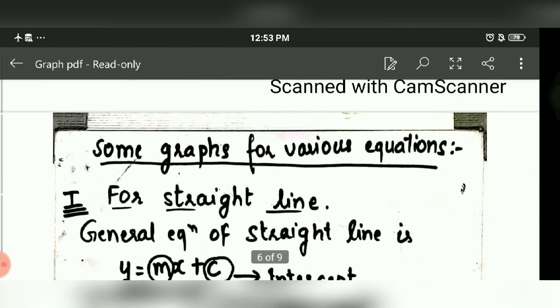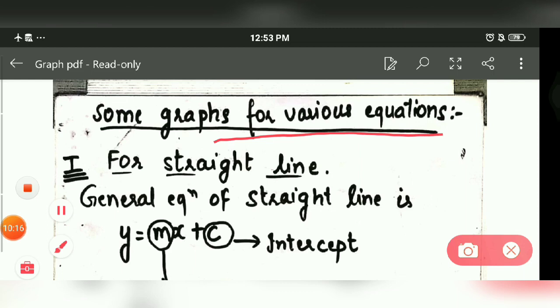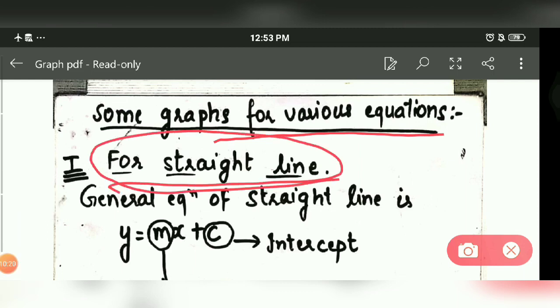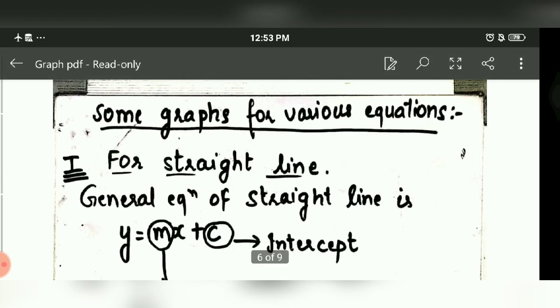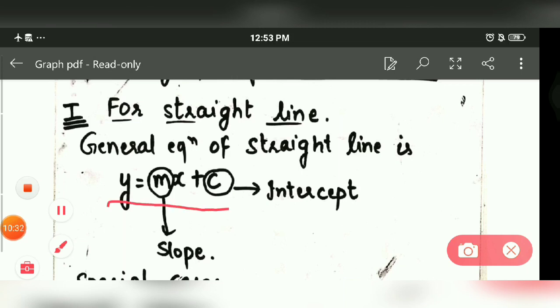Now next are some graphs related to various equations. First of all, I'm going to discuss the straight line graph. I'm giving examples of 2 to 3 equations, and after that you will try the rest yourself. The straight line has a general equation of y equals mx plus c, where m represents the slope, c represents the intercept.